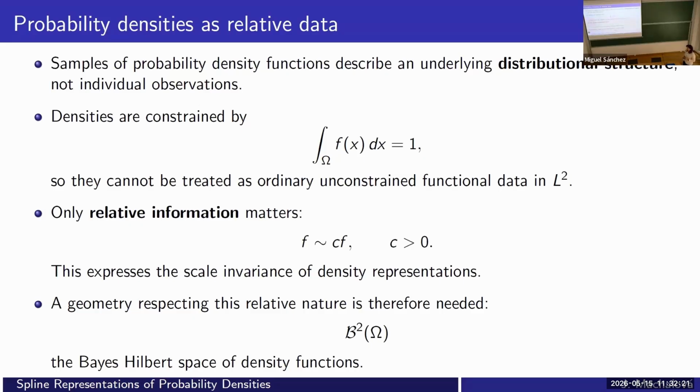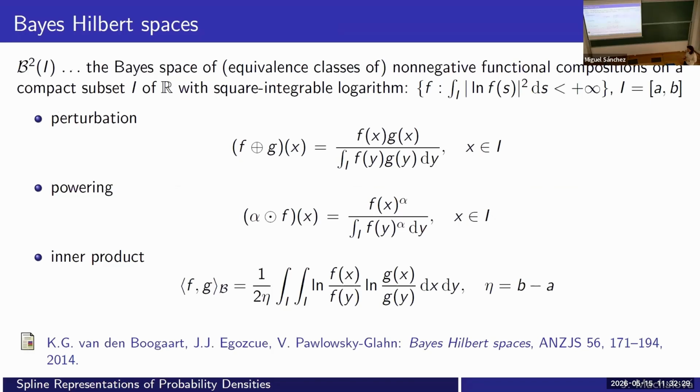Also, it's important that we need a geometry that respects the relative nature. So this leads us to Bayes space. Bayes space is in fact Hilbert space of non-negative functional compositions that have integrable square logarithm. Instead of classical addition and multiplication, we have operation called perturbation and powering, and of course we can define inner product by this expression. As you can see, these operations are not so convenient for computation.